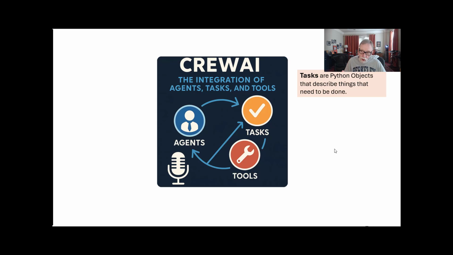So under the hood, tasks are Python objects. So we're in Python land, but we're abstracting that away in many ways, just thinking about the tasks that need to be done. They describe things that need to be done, such as, very general, research the latest advances in renewable energy technology. That may be one of the tasks we want the agent to be able to do.